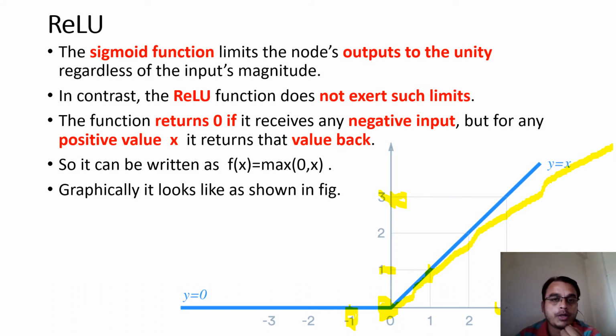Okay, so the rectified linear function does not exert any limit on positive values; it returns 0 if it receives negative values. These are the negative values. Okay, next.